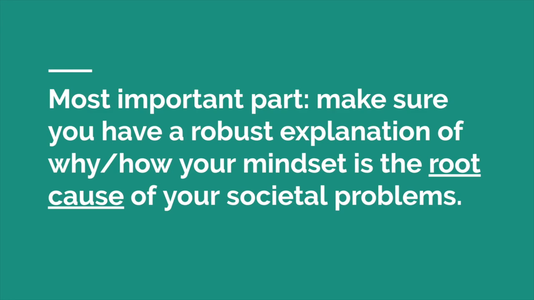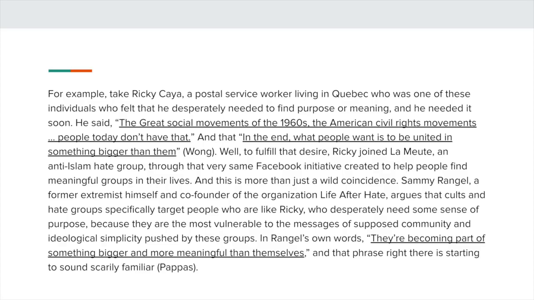First one. For example, take Ricky Kaya, a postal service worker living in Quebec who was one of those individuals who felt that he desperately needed to find purpose or meaning, and he needed it soon. He said, the great social movements of the 1960s, the American civil rights movements, people today don't have that. And that, in the end, what people want is to be united with something bigger than them. Well, to fulfill that desire, Ricky joined Lemute, an anti-Islam hate group, through that very same Facebook initiative created to help people find meaningful groups in their lives.